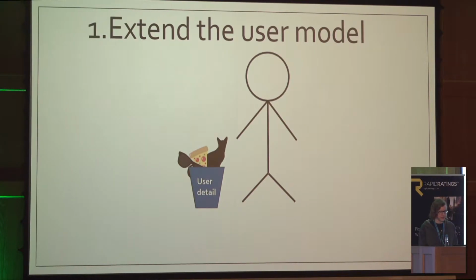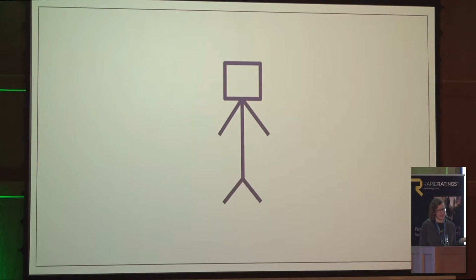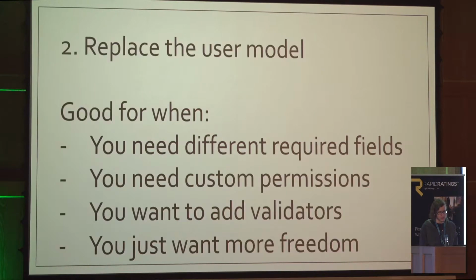But what if we want a totally different user model? What if instead of this or this, we wanted something like this? This is where our second option comes in, which is to replace the user model with our own custom user model. So doing it this way is going to be a little bit more complicated, but it allows us a lot more freedom with customization. It's especially good for if you want to use a different required field from username. So often we might want users to log in with their email address instead of their username. The only way to do that is if we use a different user model.